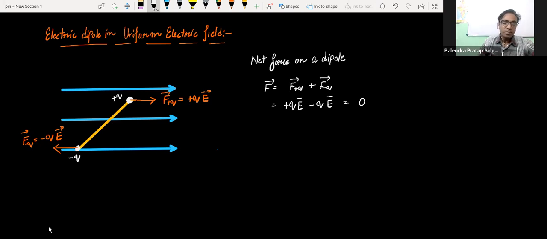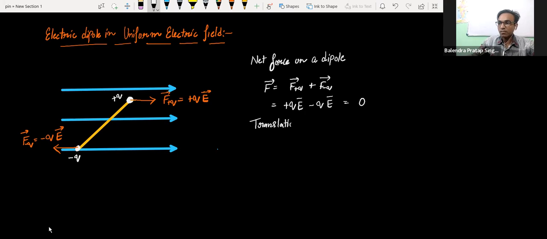What is the meaning of this net force? If this net force is zero, it means the dipole is in translational equilibrium, that it's not moving. There is no translation motion, which means it is fixed at this point. Two forces are acting and the net force is zero. So the translational equilibrium condition happens here.